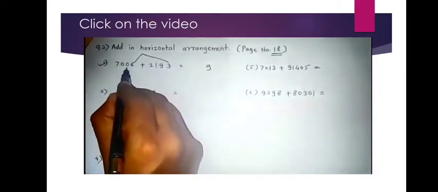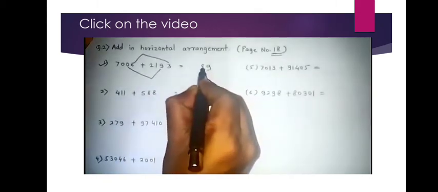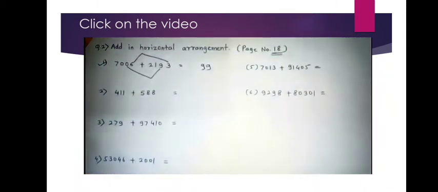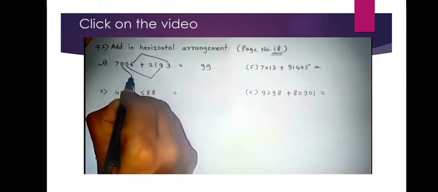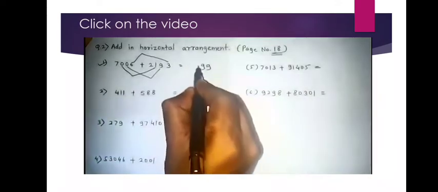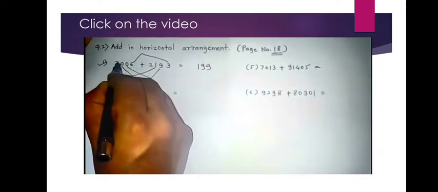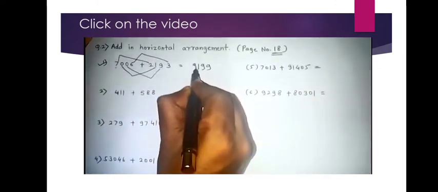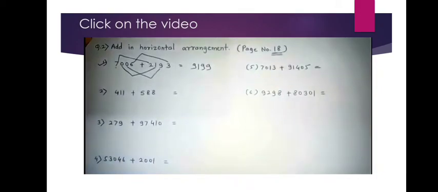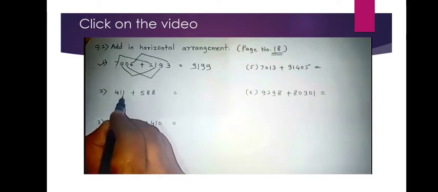Okay, children? Then 0 plus 9 is also 9. Then 0 plus 1 is 1. And 7 plus 2 is 9. Right, children? So it is 9199.